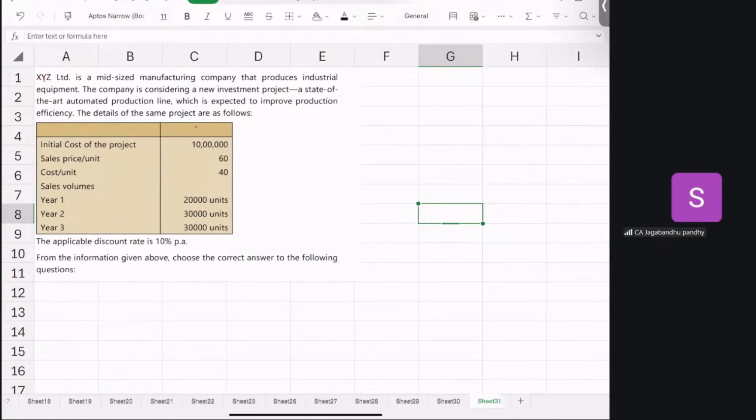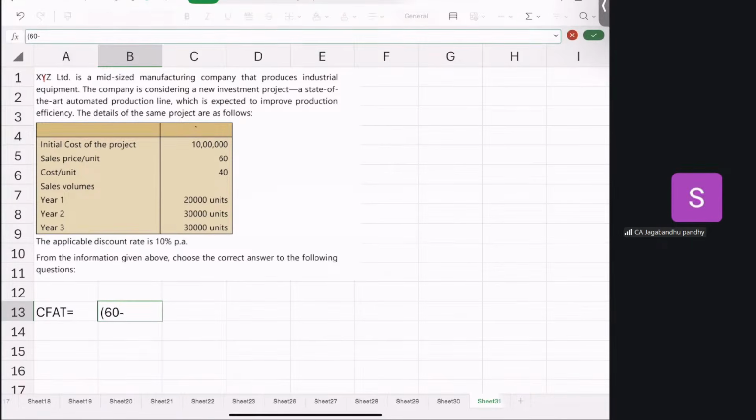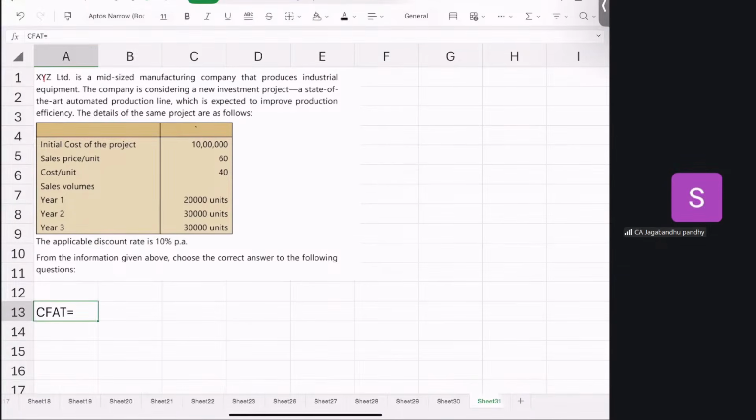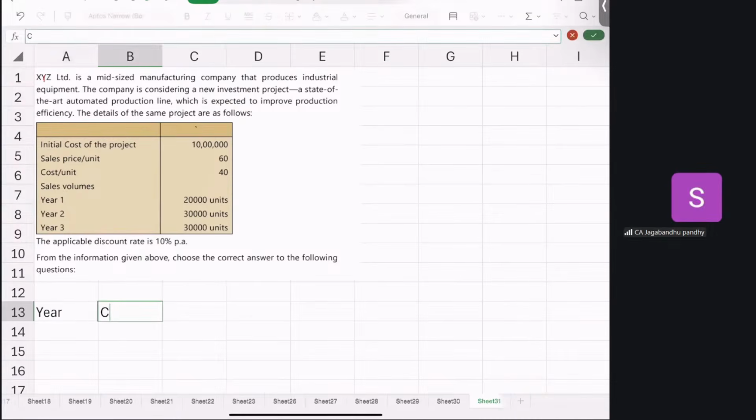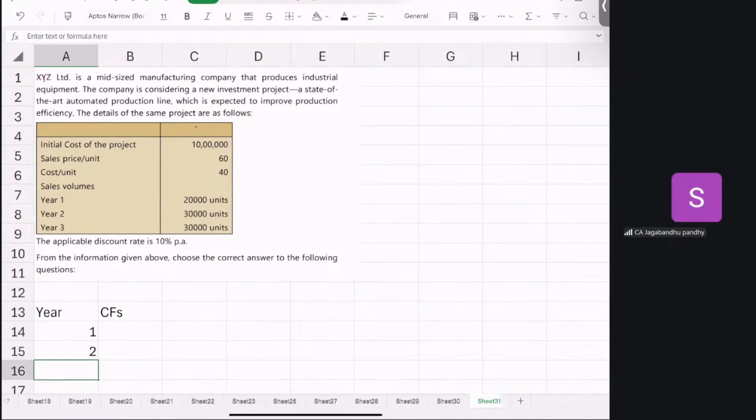Limited is a mid-sized manufacturing company that produces industrial equipment. The company is considering a new investment project, a state-of-the-art automated production line. So you want to calculate first initially the NPV. So we have to get the cash flow after tax. That's going to be 60 minus 40. In fact, I need to get the cash flow in each of the years, right? So we have year, cash flow. So year 1, 2, 3.